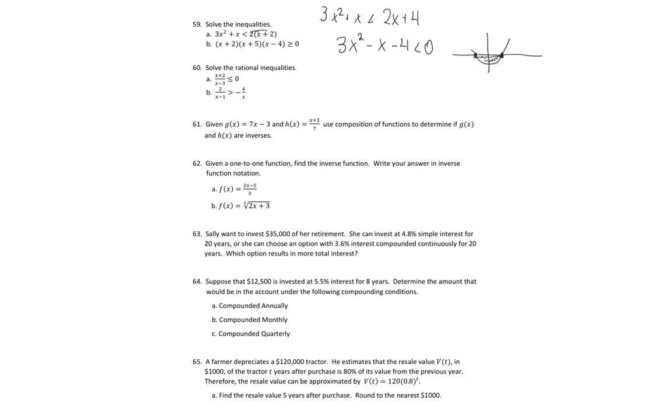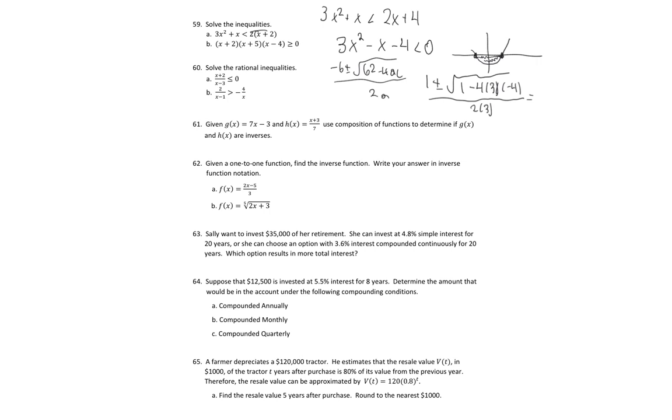In order to do that, we use our quadratic formula. If you don't remember, it's negative b plus or minus the square root of b squared minus 4ac, all over 2a. So, 1 plus or minus the square root of negative 1 squared, which is 1, minus 4 times 3 times minus 4, all over 2 times 3.